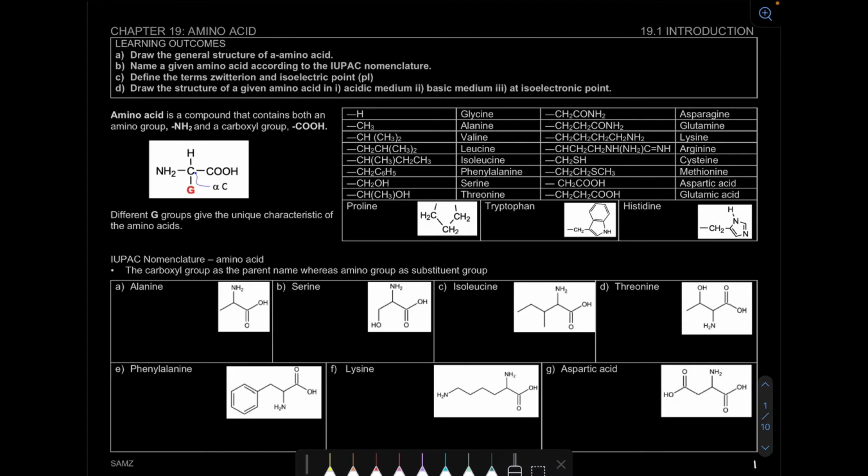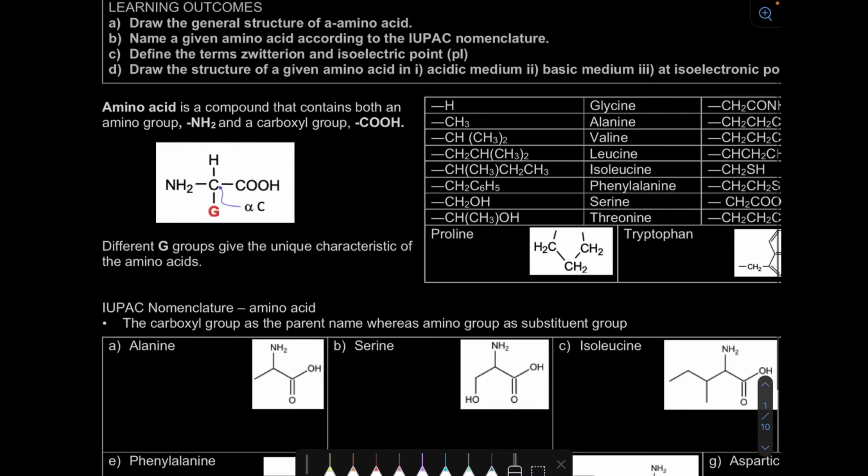Okay, so what is actually amino acid? Amino acid is a compound that contains both an amino group and a carboxyl group. So that means on the same carbon attached to it, we have our carboxylic acid and we do have our amino group. Okay, so this is the basis of it.